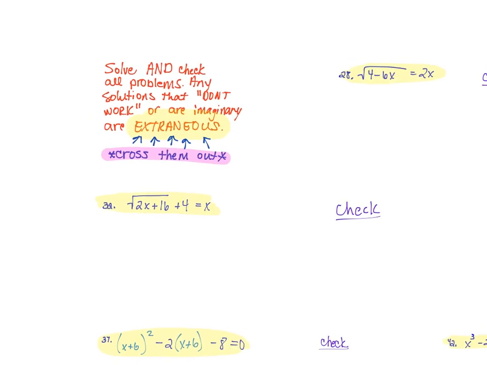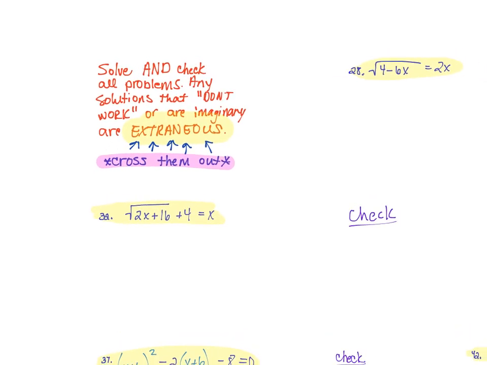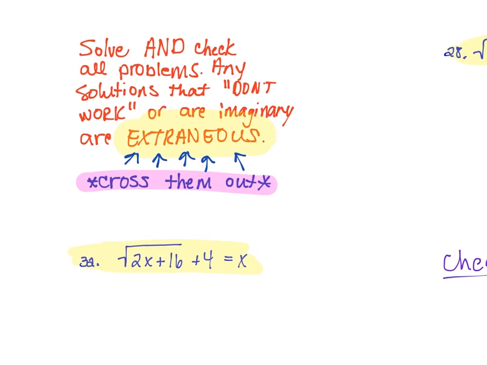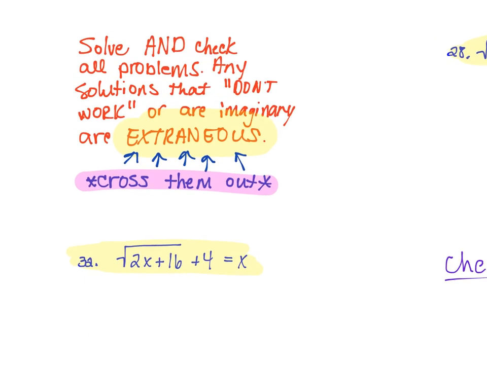What I put right here is super important, guys. When you are asked to solve and check, extraneous solutions are ones that don't work. When you plug it back in, it makes the equation not true. I gave you guys some hints. Solve and check the problems. The solutions that don't work are called extraneous. Cross them out. If I got x equals 1, I plug it in, and it doesn't make the equation true, it's extraneous. Another form of an extraneous solution would be if you get an imaginary answer. If your answer was plus or minus 3i, you can cross that out right away and say, oh, that's extraneous. So make sure you guys understand that.